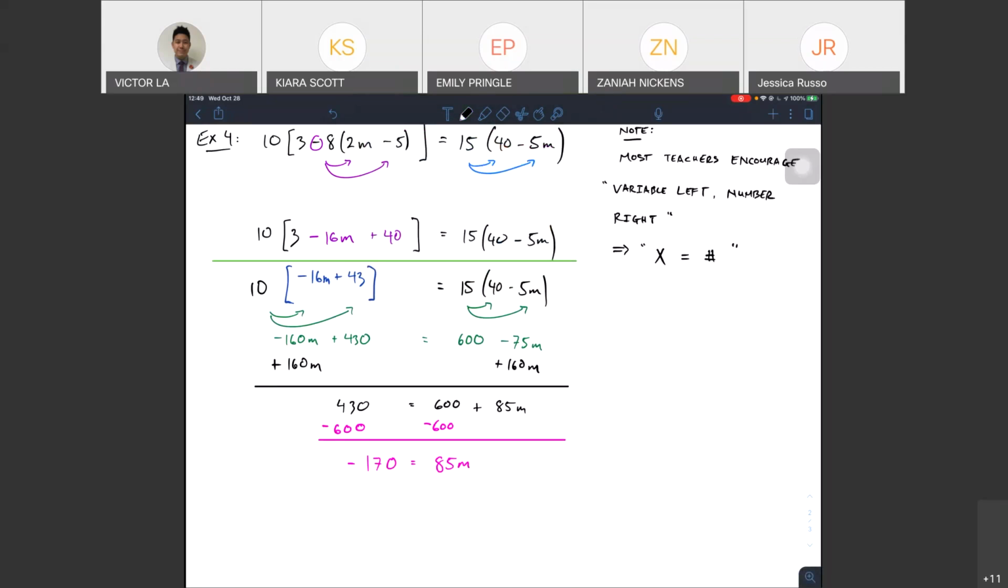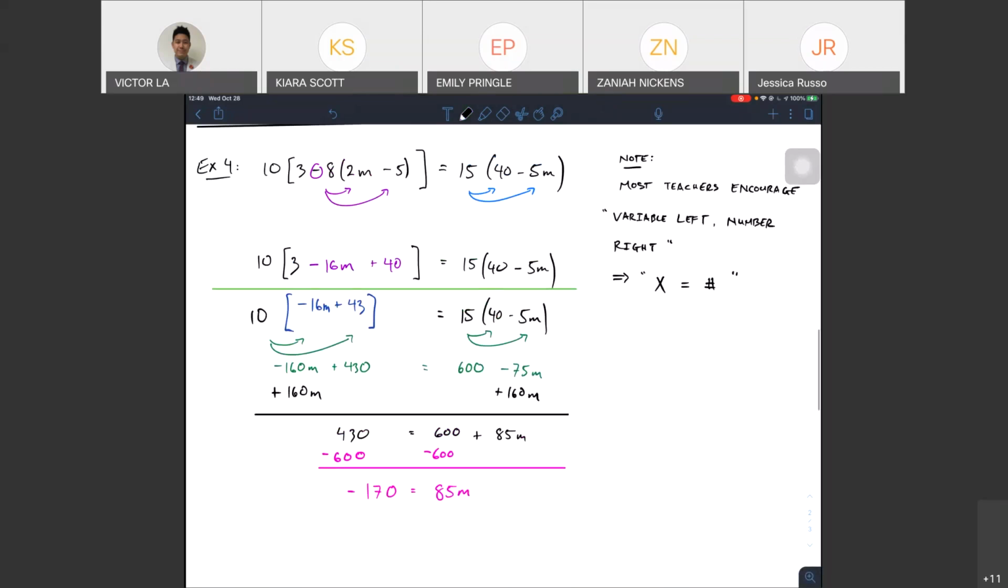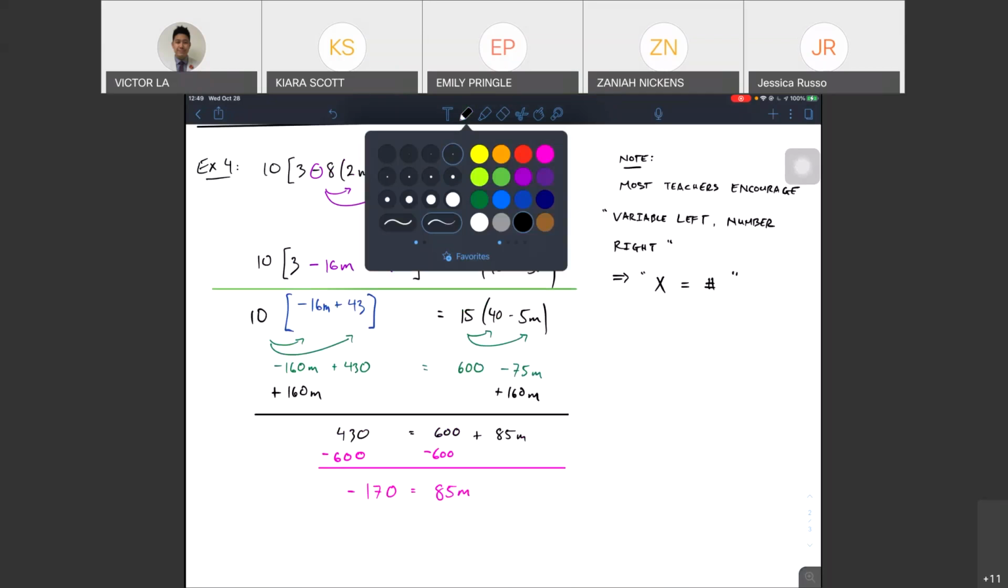Otherwise, you can stick to the note that I wrote, keeping the variable on the left side. Again, it's just personal preference.